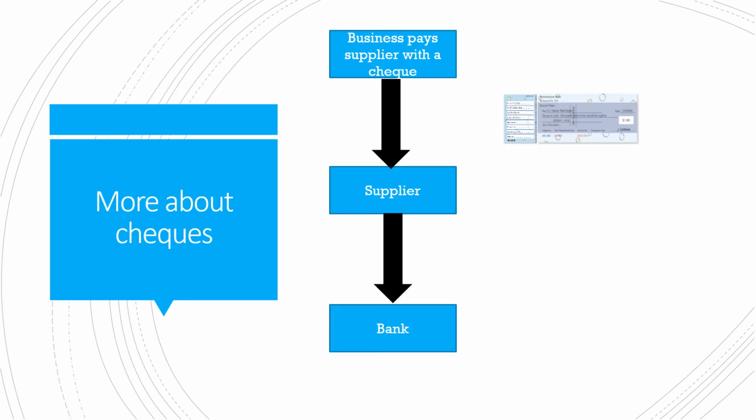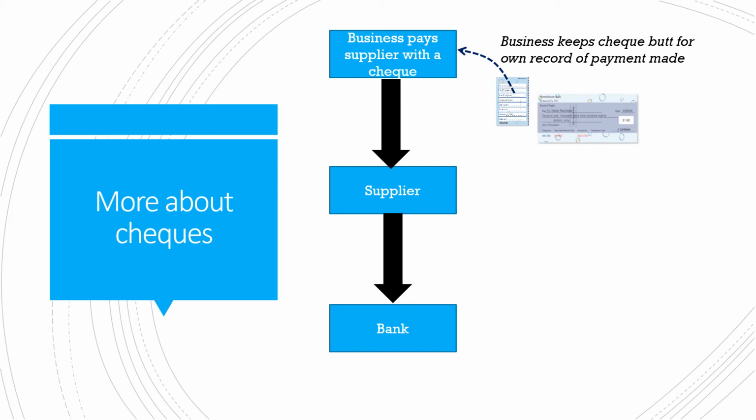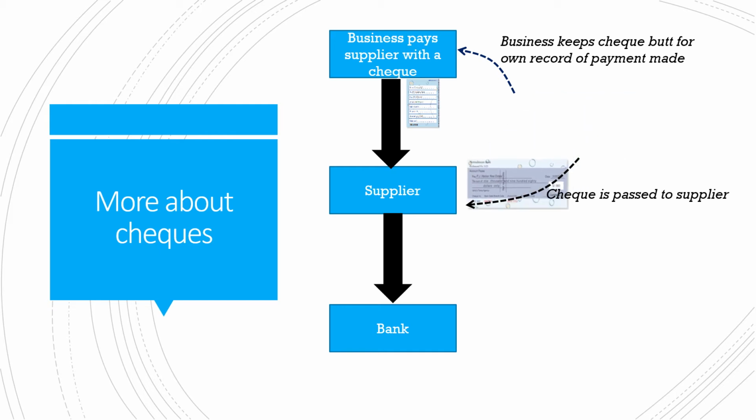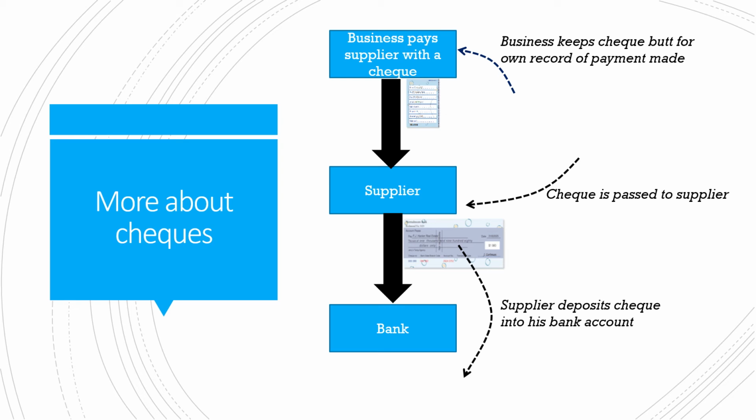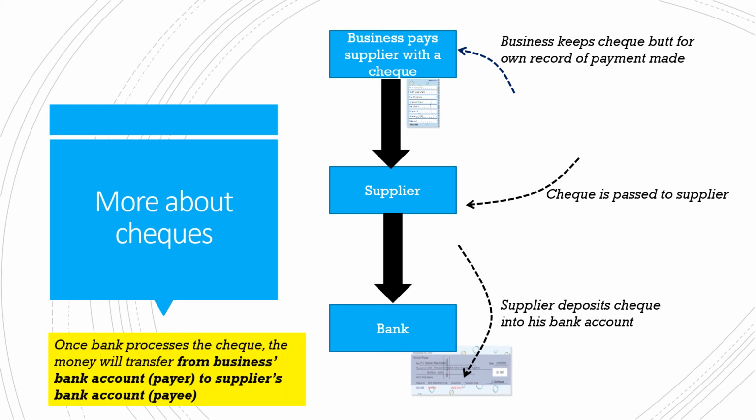Here I'm going to explain to you how checks work. When the business pays the supplier with a check, it keeps the check butt for its own records of payment made. The check is passed to the supplier to make the payment. The supplier then deposits the check into his bank account. The bank then processes the check, and the money will transfer from the business bank account to the supplier's bank account.